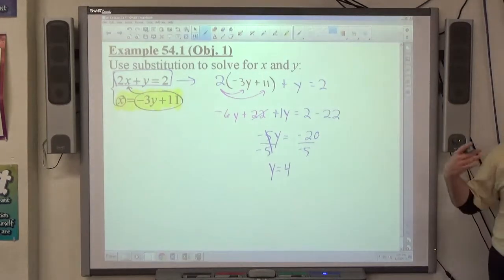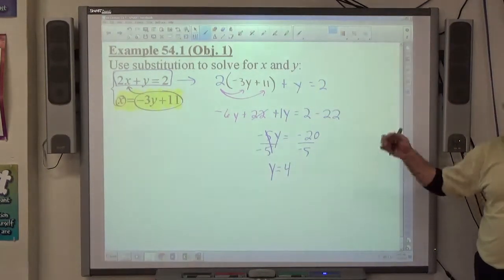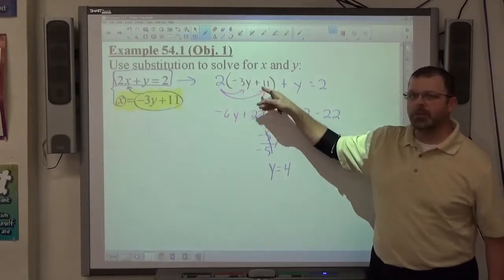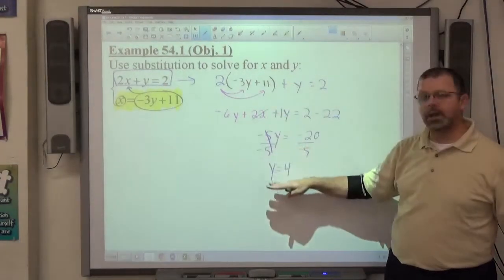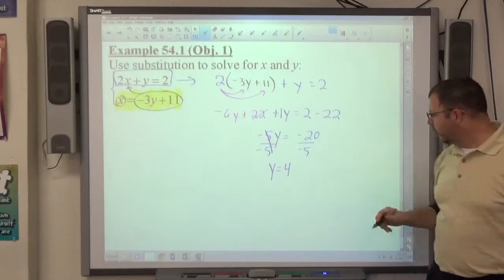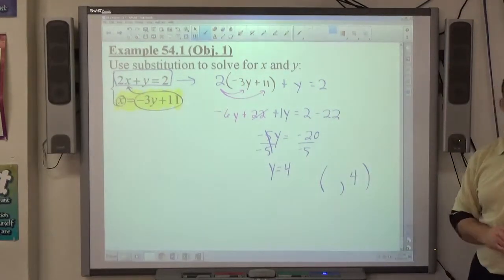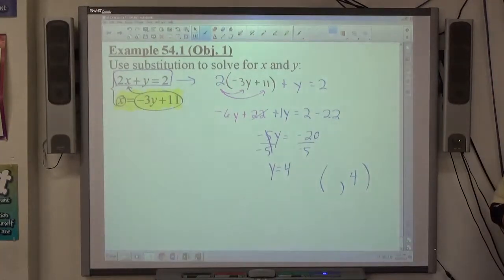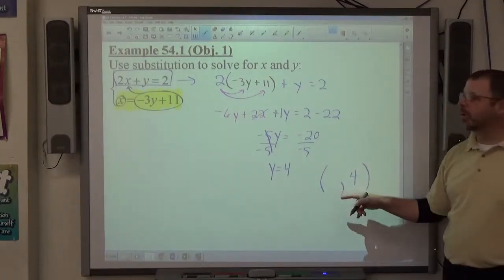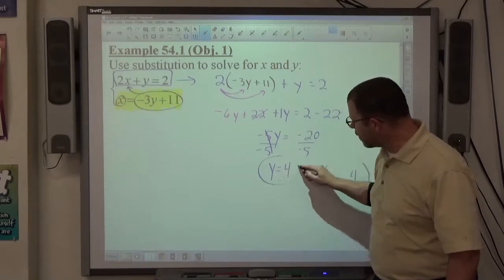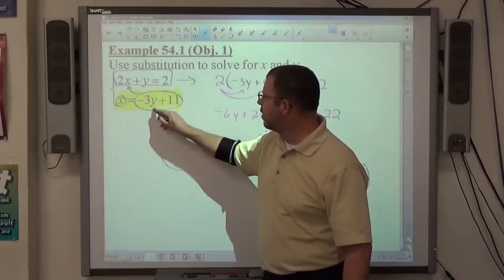So that's the step where it says solve for the variable that remains. So once I replaced x with negative 3y plus 11, y remains. I went ahead and solved, figured out what y equals. So as far as my answer is concerned, I'm looking for an ordered pair. The y coordinate of that ordered pair is 4. Okay, I also need to know the x coordinate of the ordered pair. And that's where I take this y answer and I go back to this expression.